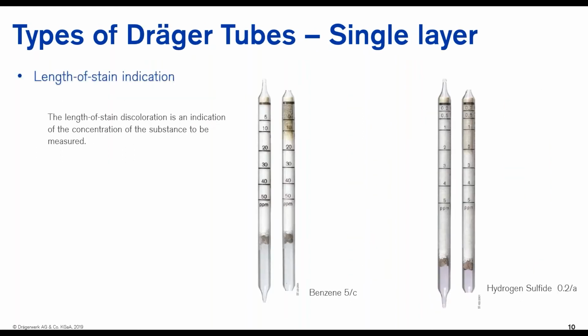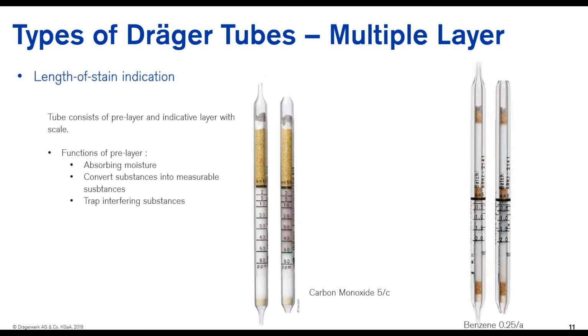So let's look into the single layer. For single layer, it's actually quite clear. It contains the indicative layer. The indicative layer is where the chemical fillings are inside, and that's where the chemical reaction will form the discoloration. The length of stain indication is where you look into the indication of the concentration, for example, the benzene 5/C or the hydrogen sulfide 0.2/A.